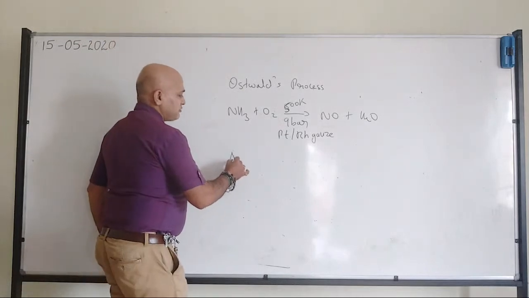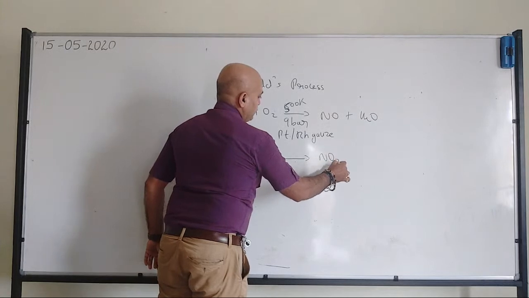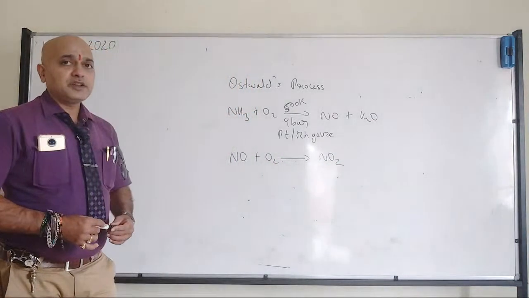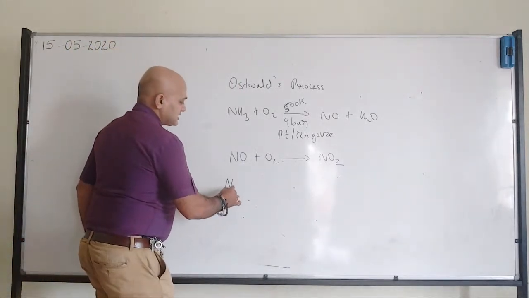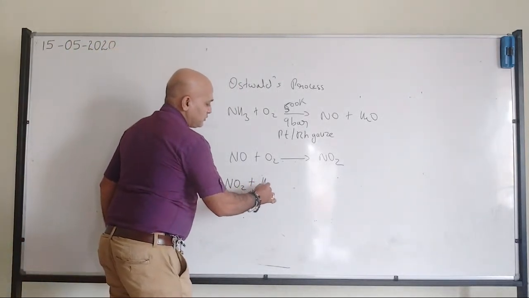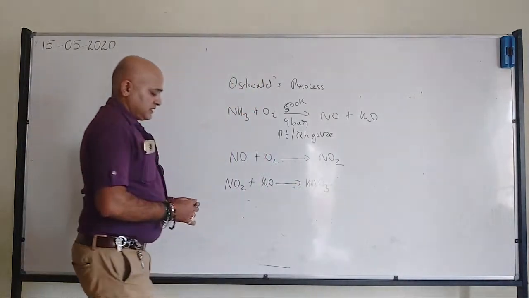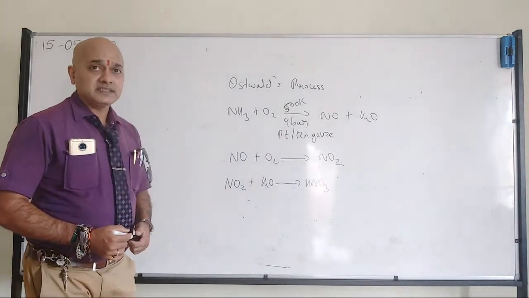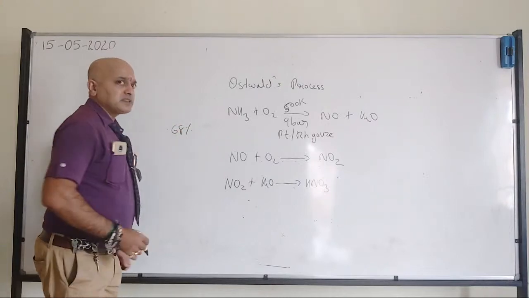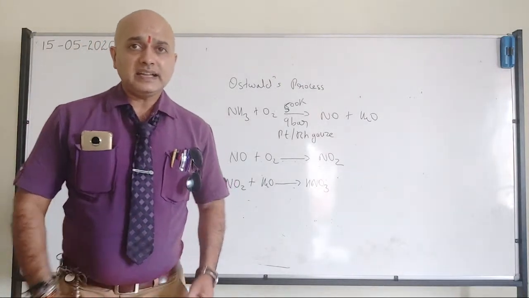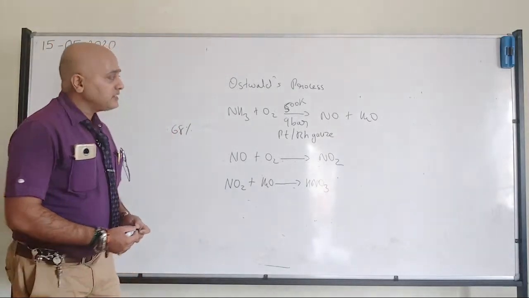So the next step here will be oxidation of nitric oxide to NO2. And the last step will be treating this NO2 with water to form nitric acid. Now the important point here is whatever we are going to get, it is 68% by mass of nitric acid.